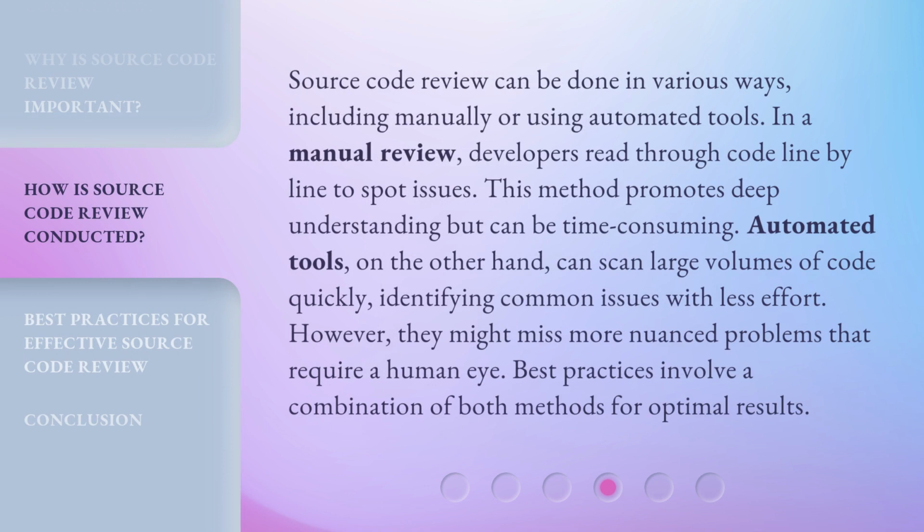Source code review can be done in various ways, including manually or using automated tools. In a manual review, developers read through code line by line to spot issues. This method promotes deep understanding but can be time-consuming. Automated tools, on the other hand, can scan large volumes of code quickly, identifying common issues with less effort. However, they might miss more nuanced problems that require a human eye. Best practices involve a combination of both methods for optimal results.